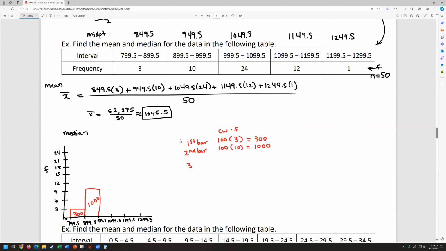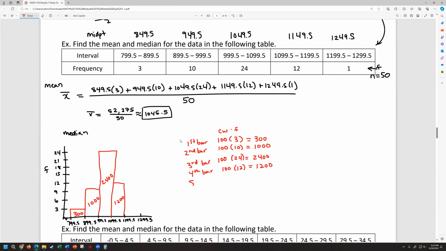Okay. For the third bar, we're going up to a height of 24. So this one's going to have a big area. 100 is still the class width, 24, and that's going to be 2,400 for the area. And then the fourth bar, we're going up to 12. That's going to be 100 times the height of 12. So that's 1,200.